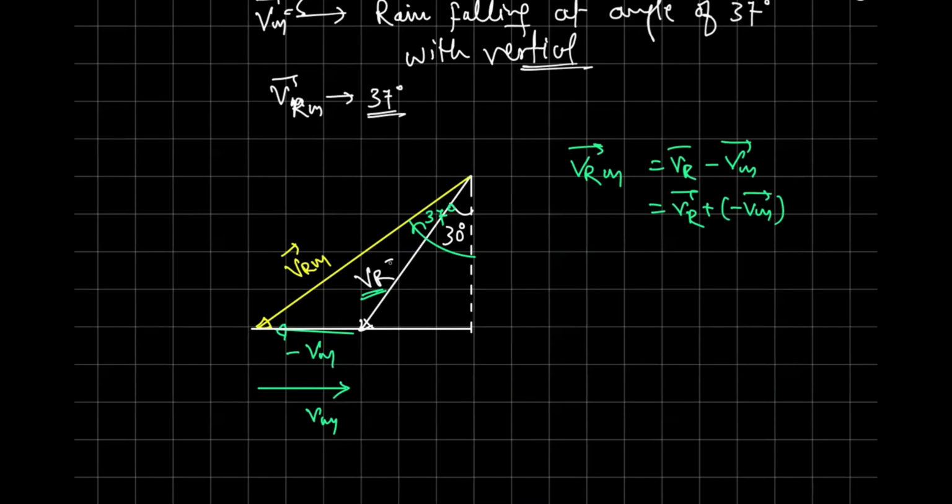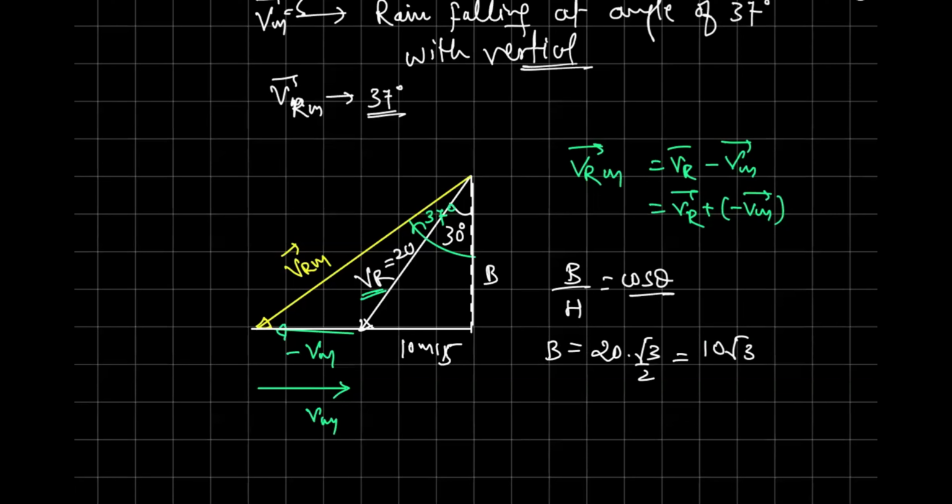You know this value is 20. This angle is 30 degree, right? So this value will be 10 meter per second. And what will this value be? This is nothing but the base here. So base upon hypotenuse is equal to cos theta. So base is equal to h times cos theta, that is 20 cos 30. Cos 30 is root 3 by 2, so it is going to be 10 root 3 meter per second.